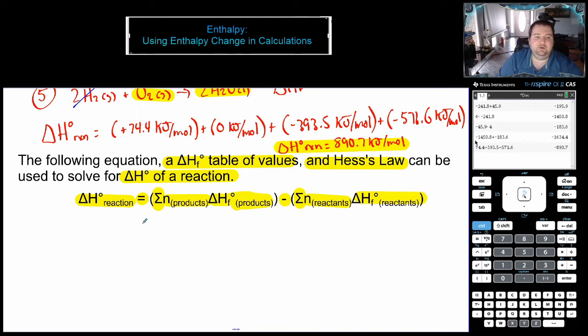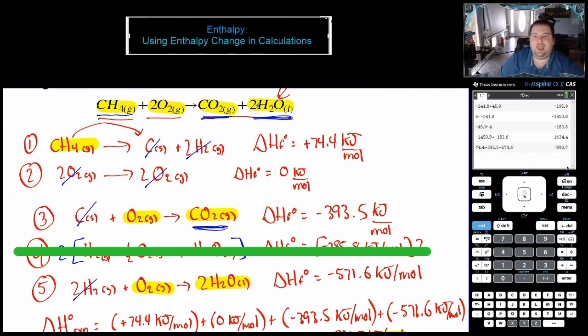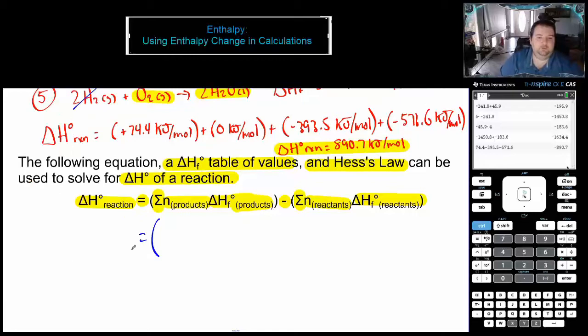Let's see how this looks for this one first. So see how much easier it could have been. Look at your standard enthalpy of formations. Pull it up and follow along. I need the sum of my number of moles of my products times their delta HF value. So I have two H2Os. So I'm going to go 2 times, what's my standard enthalpy of formation of H2O as a liquid? It's negative 285.8 kilojoules per mole.